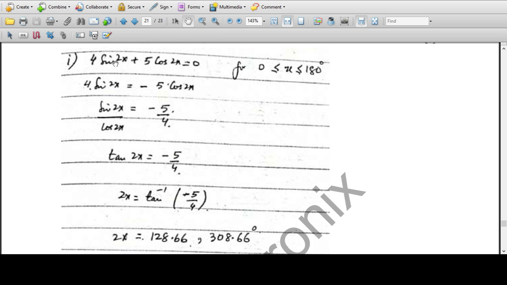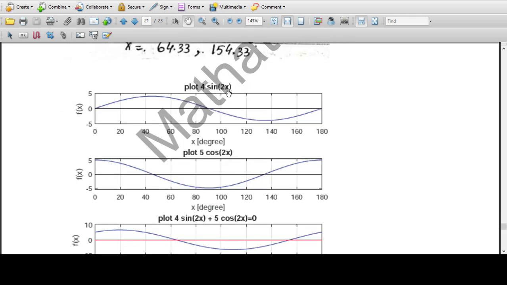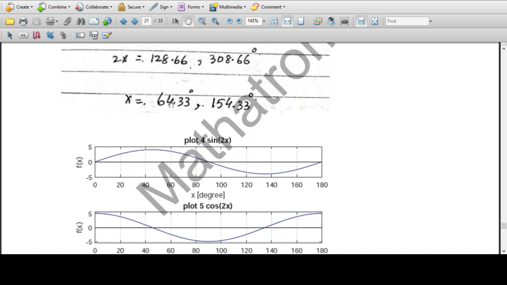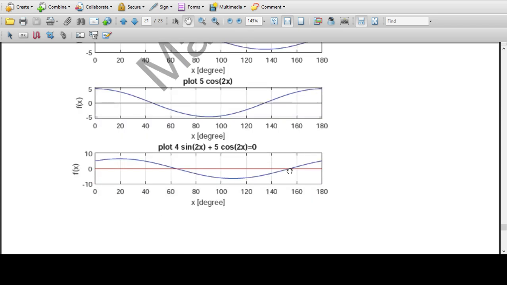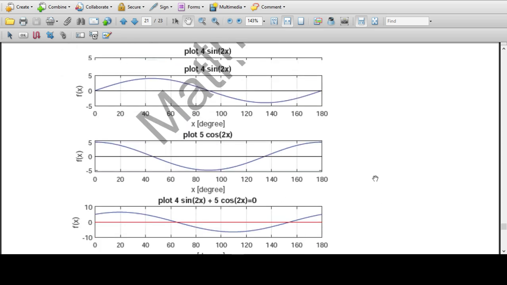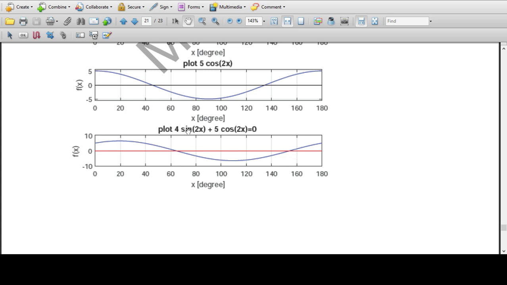We have plotted 4 sin 2x and 5 cos 2x separately, and then added them to obtain this graph. 4 sin 2x plus 5 cos 2x is this blue line, and this is 0. So this is intersecting at these 2 points. So this is our solution: 64.33 here and 154.33 here. So we have these two solutions. So this is all.